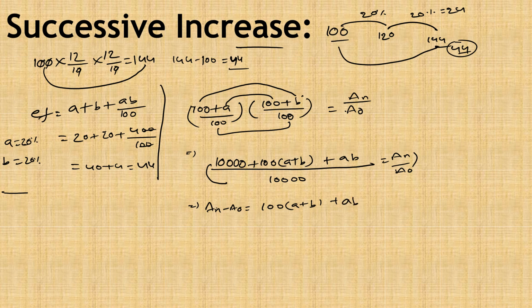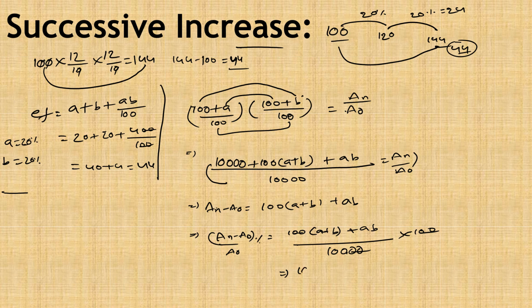If you want to know the effective change percentage, then An minus Ao upon Ao into 100 percent. That is 100 into a plus b plus ab, divided by the old number, 10,000, into 100 to find the percentage. Two zeros get cancelled. I'll write it clearly so that you don't get confused: 100 plus 100 into a plus b, divided by 100 plus ab by 100. Two zeros get cancelled. You are left with a plus b plus ab by 100. This is the formula of effective change.